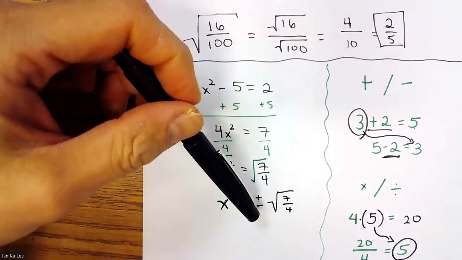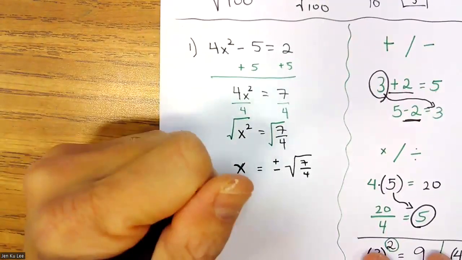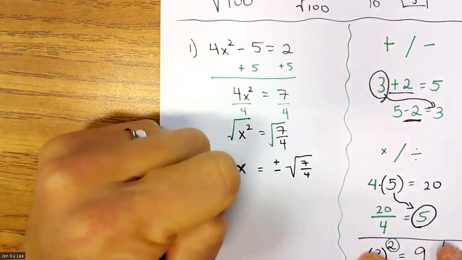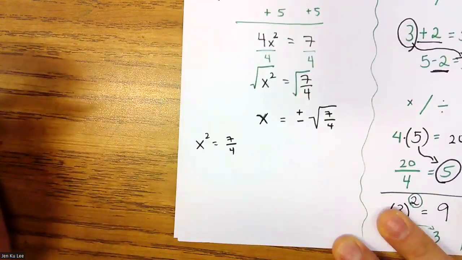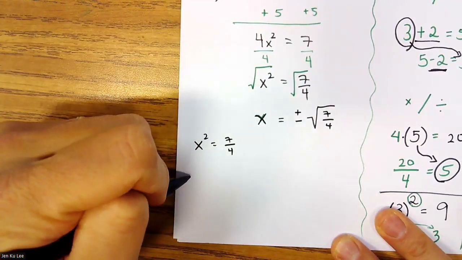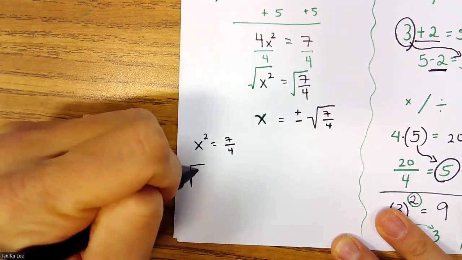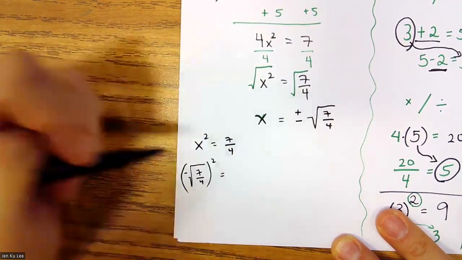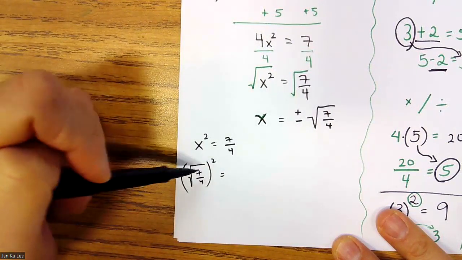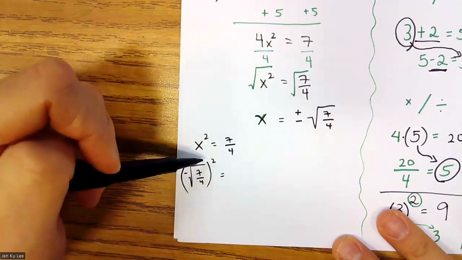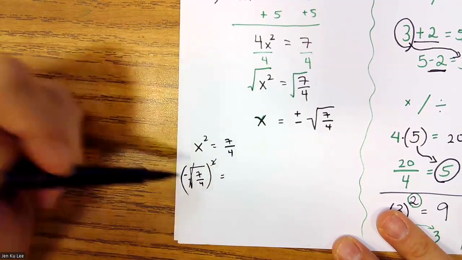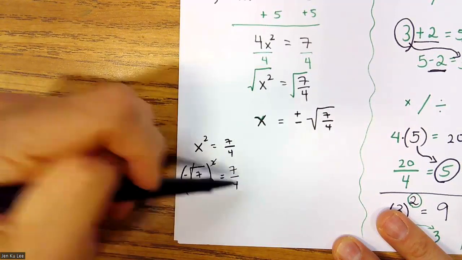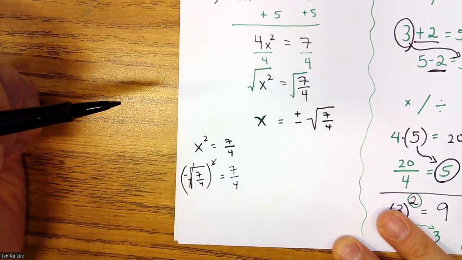Because if x squared equals 7 over 4, then I can put in a negative square root of 7 over 4 squared. The negative squared becomes a positive, and then the square and the square root just cancel out, right? So this would also be 7/4.